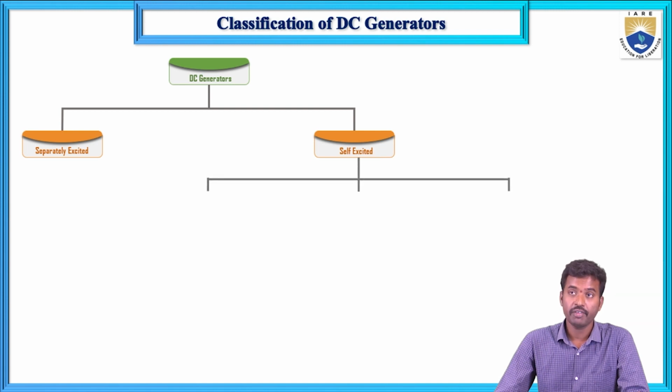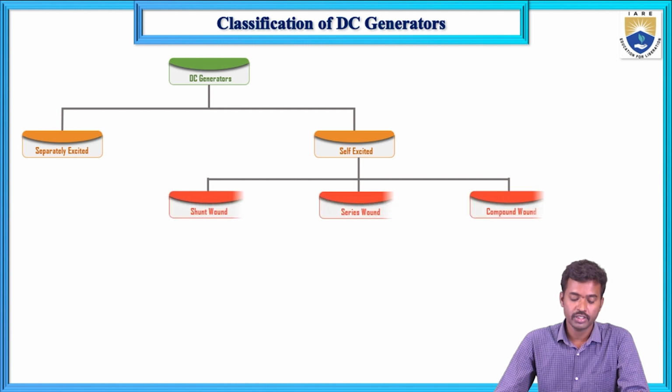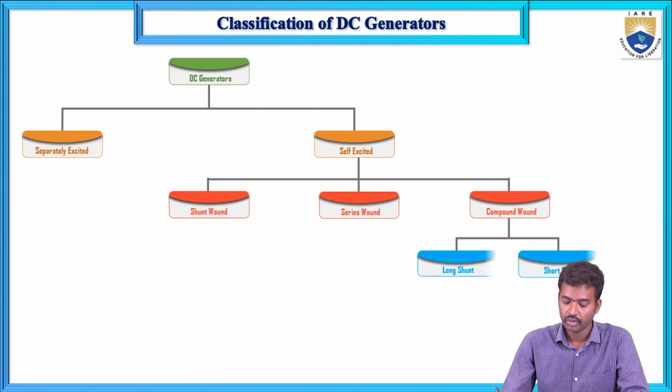Next, self-excited DC generators are again of three types: shunt generators, series generators and compound generators. The compound wound generator again has two types, long shunt and short shunt.